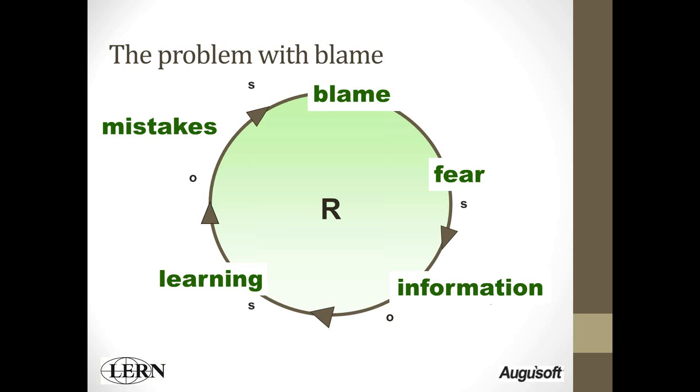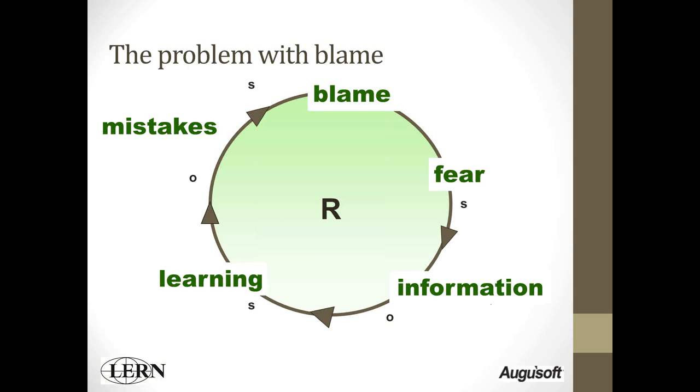So when information decreases, learning also decreases. The reason the learning decreases is because we don't have information coming in from all the different points of view in the office, and we need that. Well, guess what? When learning decreases, then mistakes go up, and when mistakes go up, blame goes up. Now, this is called a reinforcing loop. That's why it has the R in the middle there.